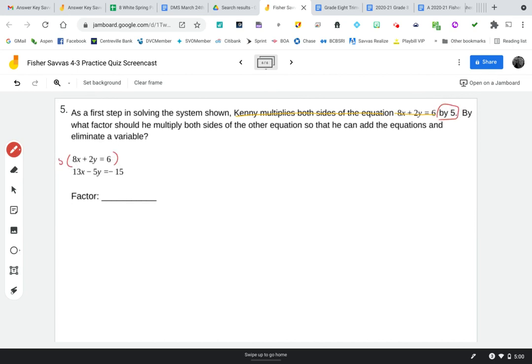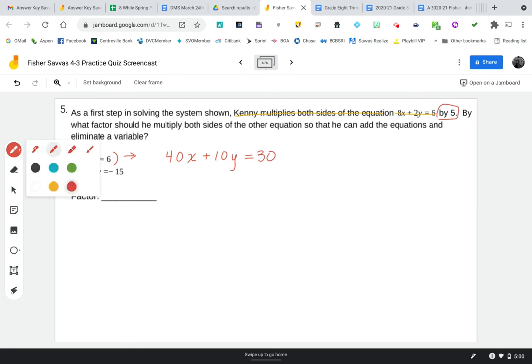So I'm going to multiply the top equation by 5, and let's see what we get. So 5 times 8x will give us a 40x. 5 times 2y is plus 10y. And then 5 times 6 is equal to 30.